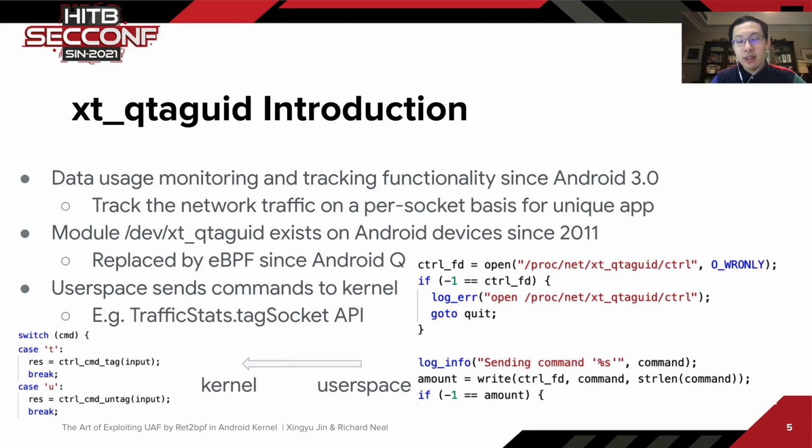So tagging a socket basically means that we want the Android kernel to track the specific socket file descriptor and provide network data usage information back to the user space. You may interact with the kernel module by the proc file system, or you may use the Android API from TrafficStats or other classes. Cool. So now I will introduce three different scenarios: open the module, tag a socket, and untag a socket, and see how the kernel works.